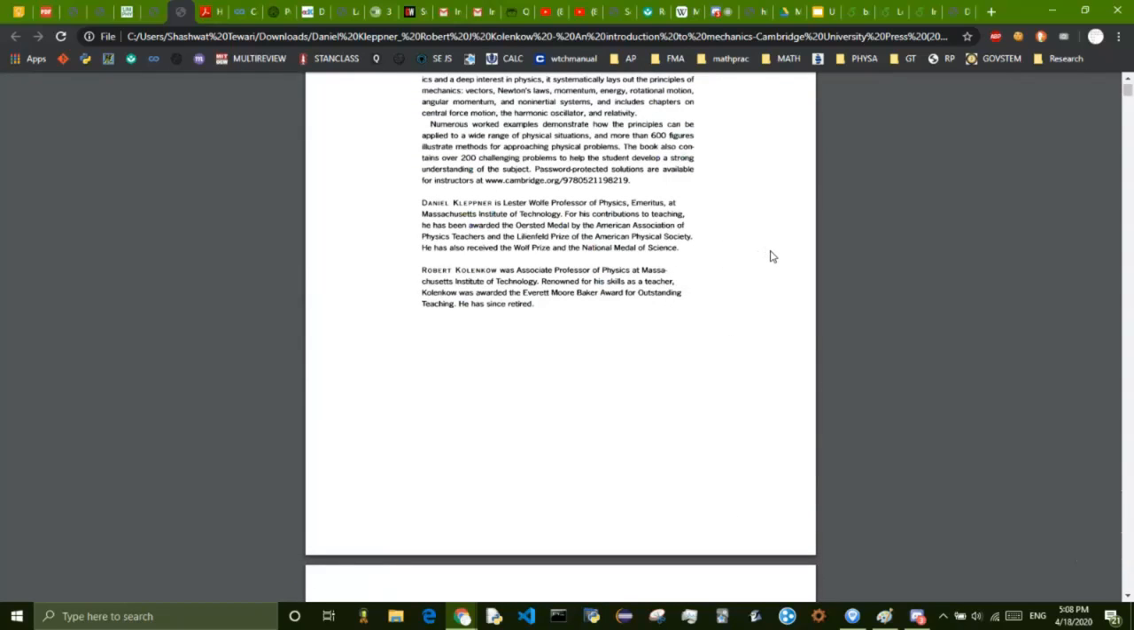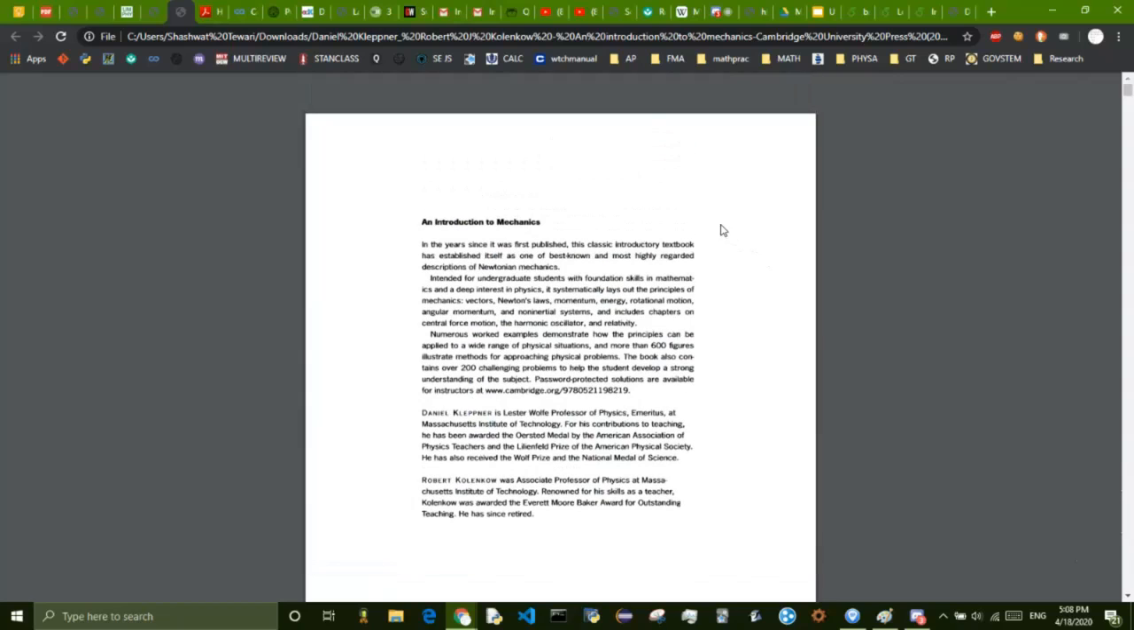Can I find this for free online, or do I have to pirate it or something? Yeah, it's on LibGen. It's a very famous text. Oh, okay.